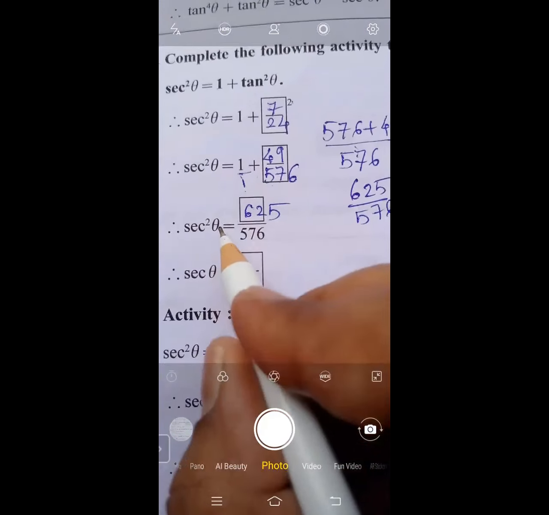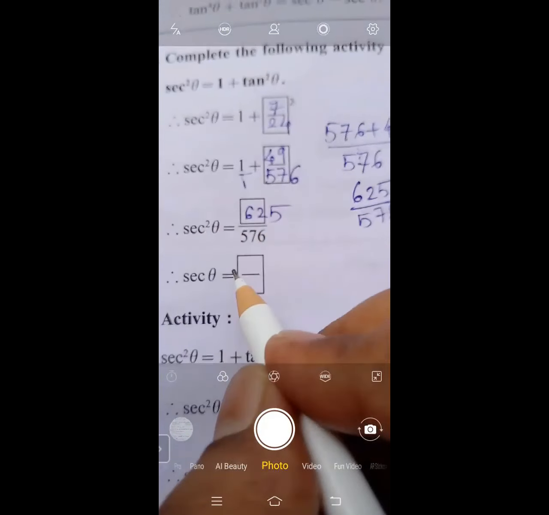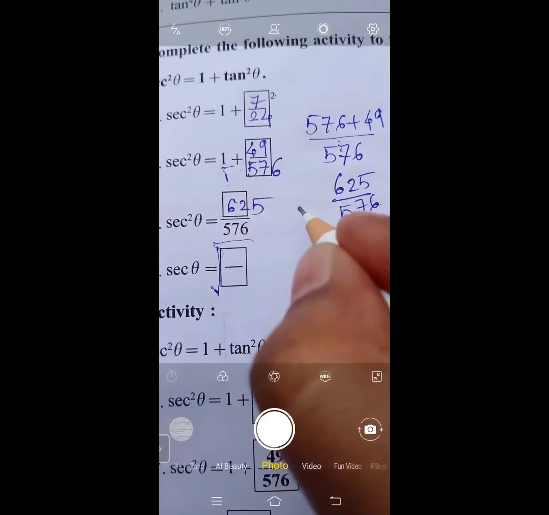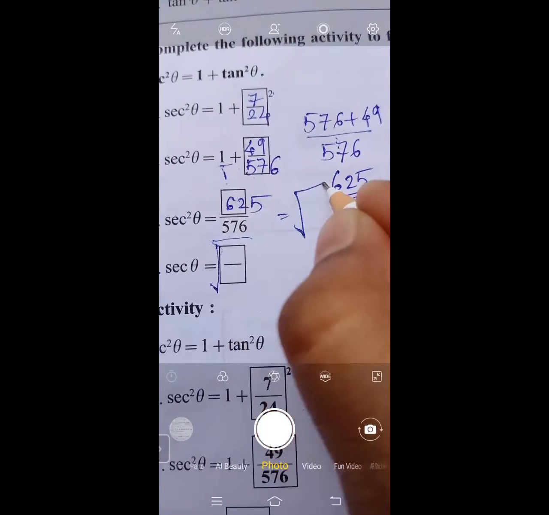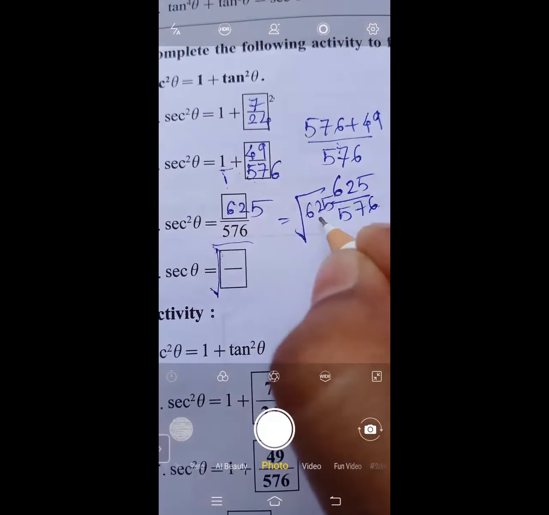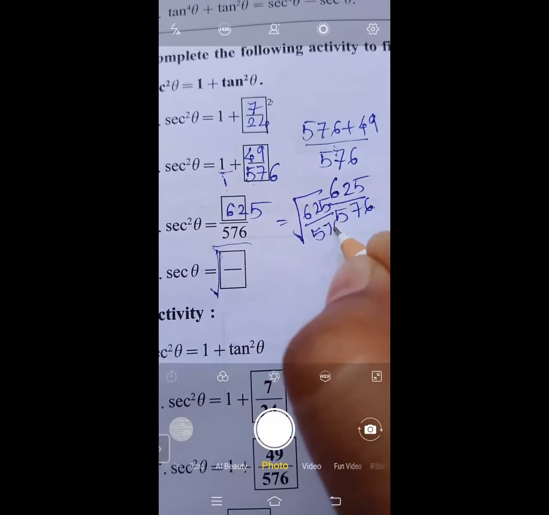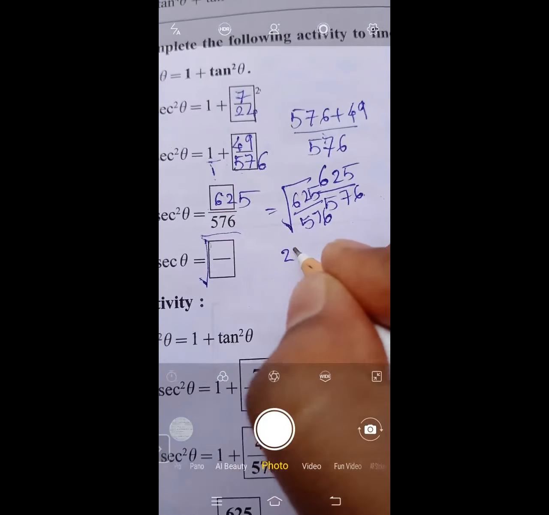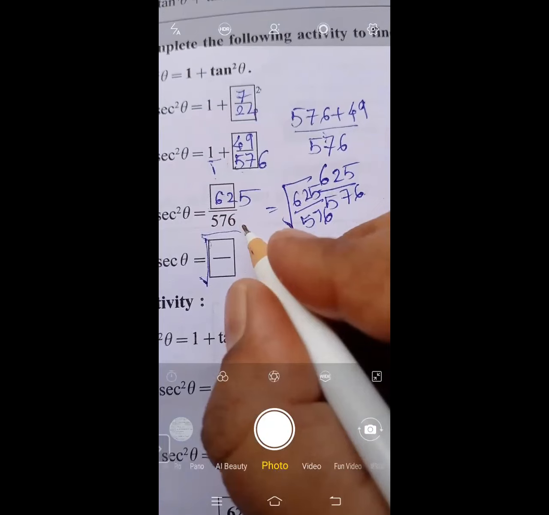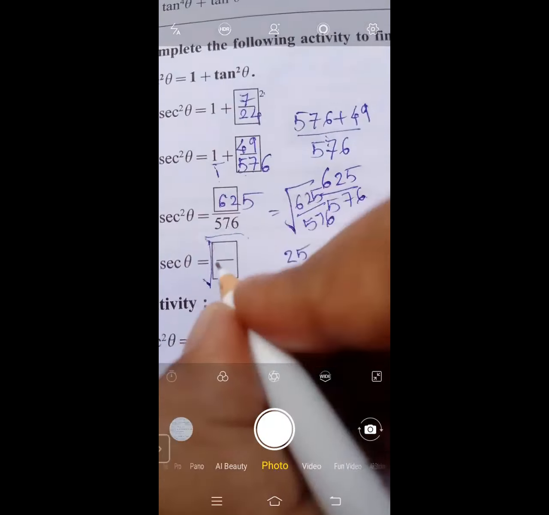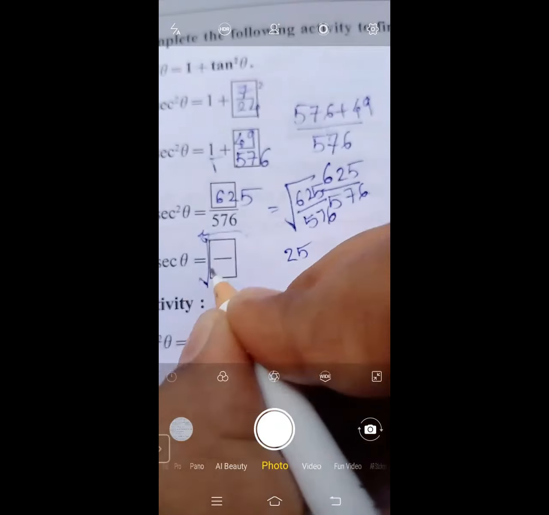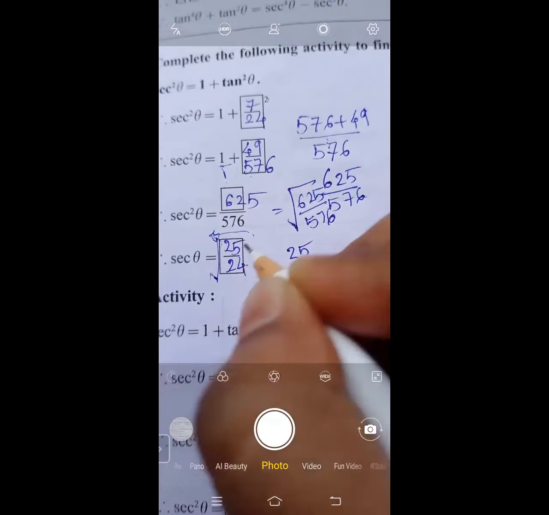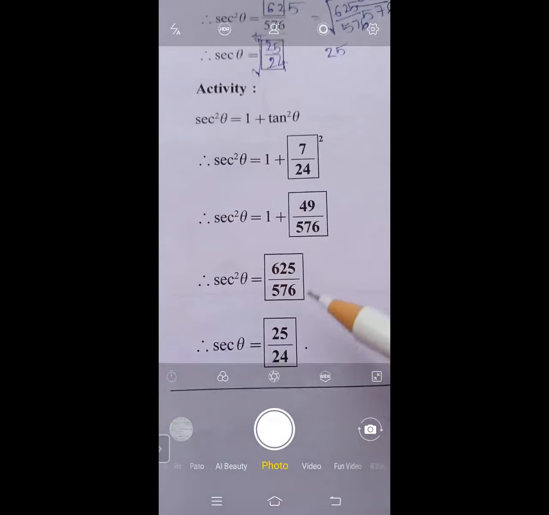Now it is a square on this side. It will travel to the other side and become a square root. So I'll take the square root of both, that is 625 divided by 576. So the square root of 625 is 25. Okay, and the square root of 576 is 24. So we will write directly the answer, which is 25 divided by 24. Okay, you can see it over here also.